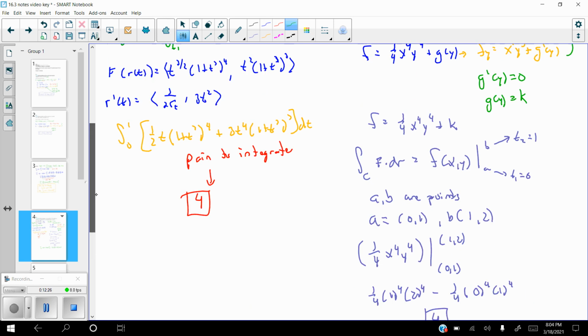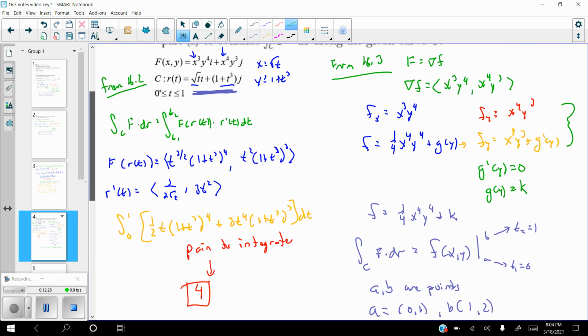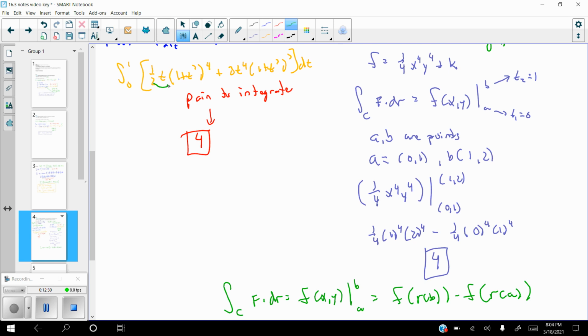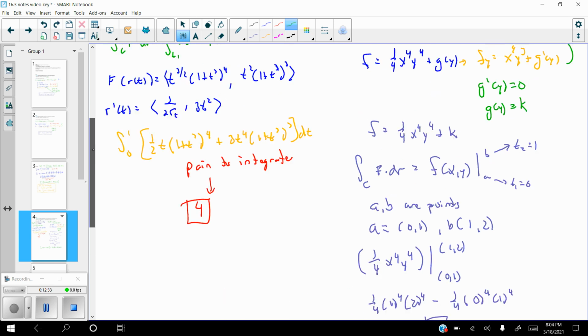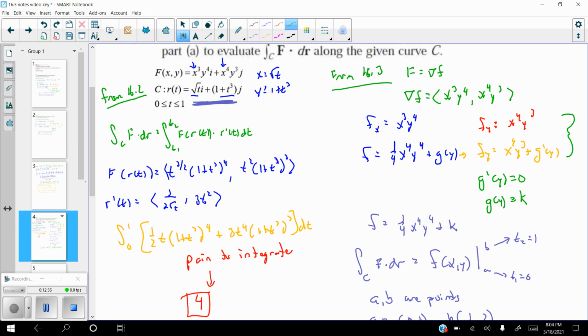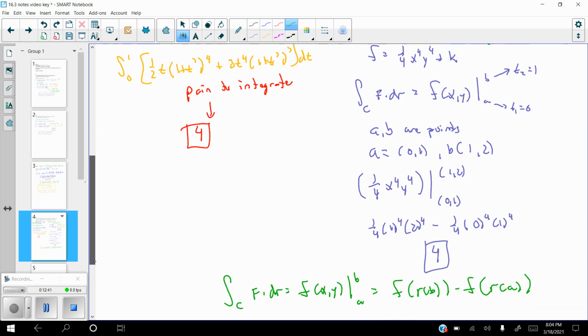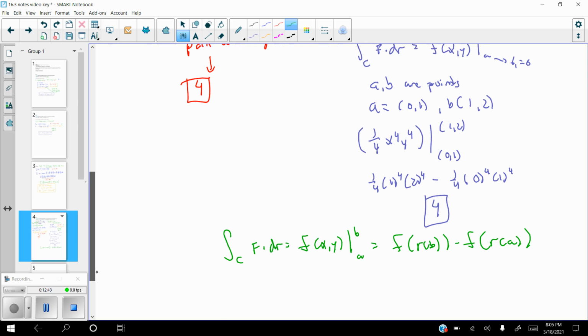where r was your original curve right there. So you have to plug in the t values back into that to get your points A and B. And now here's the really interesting part about this.